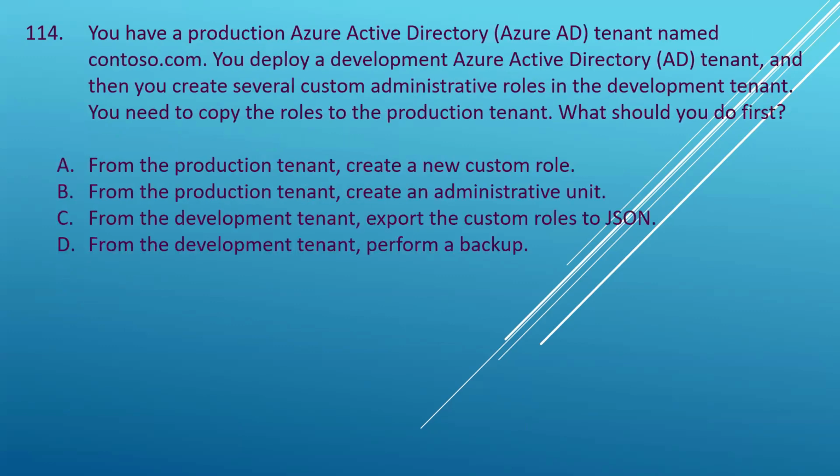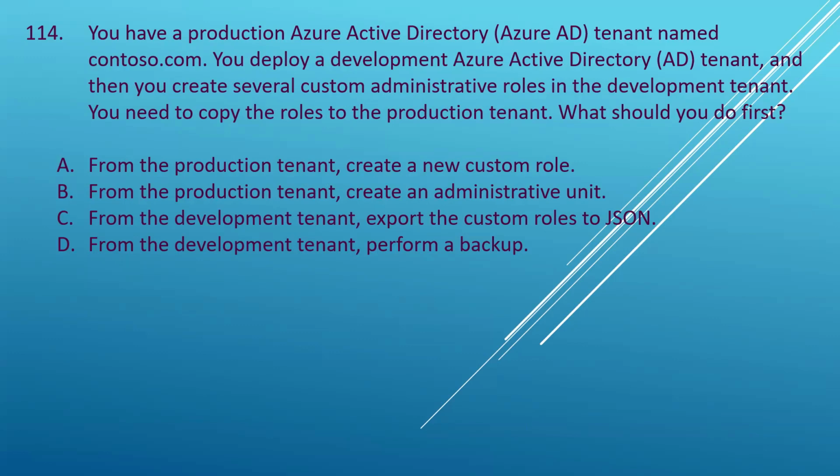Next question. You have a production Azure Active Directory tenant named contoso.com. You deploy a development Azure Active Directory tenant, and then you create several custom administrative roles in the development tenant. You need to copy the roles to the production tenant. What should you do first? Your options are: from the production tenant, create a new custom role; from the production tenant, create an administrative unit; from the development tenant, export the custom roles to JSON; from the development tenant, perform a backup.